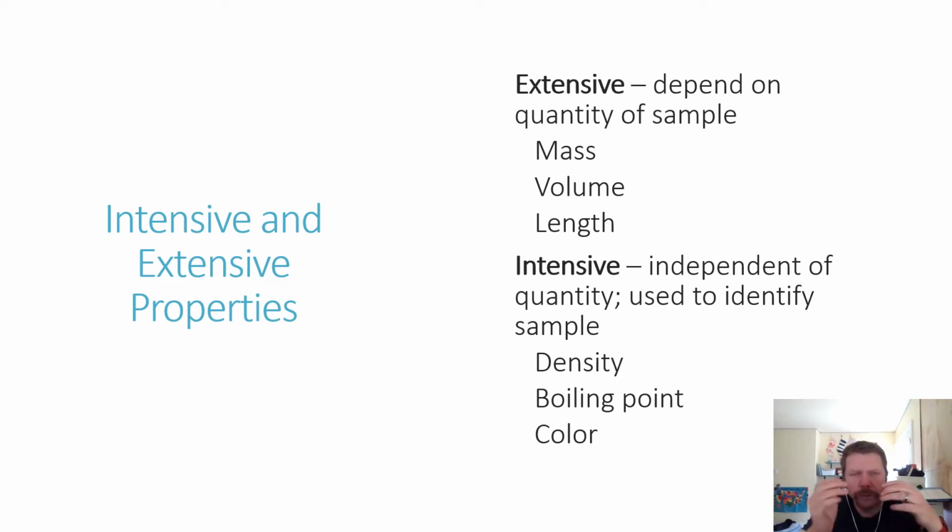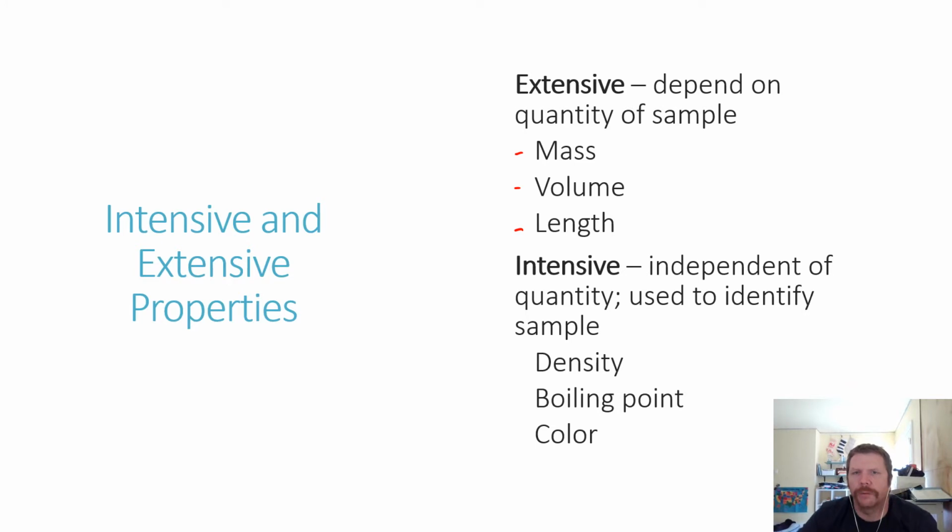All right, so we just wrapped up physical and chemical properties and physical and chemical changes. Now we need to talk about these intensive and extensive properties. An extensive property depends on the quantity of a sample. Good examples are mass, volume, and length. So you're talking about the extent of a substance.